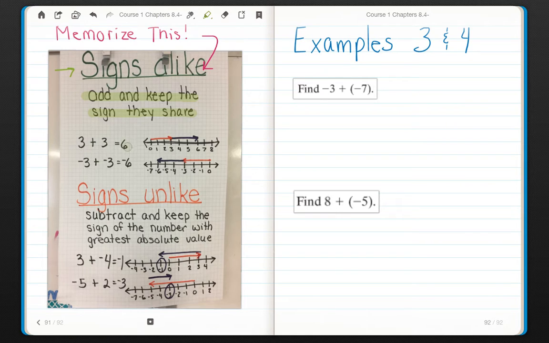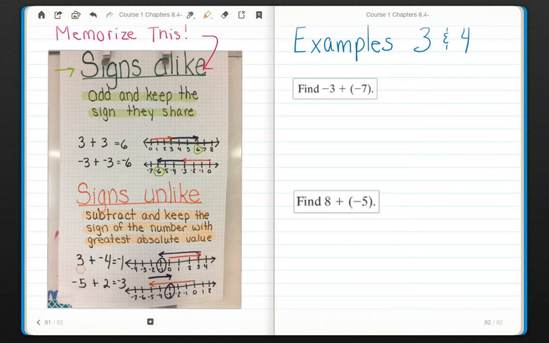If you notice the number line here, I started at 0, I add 3, and then I add another 3 and get here to 6. If I add -3, I start at 0 and I move left. I add -3, I add another -3, and I'm here at -6. However, if your signs are unlike, you are going to subtract and keep the sign of the number with the greatest absolute value.